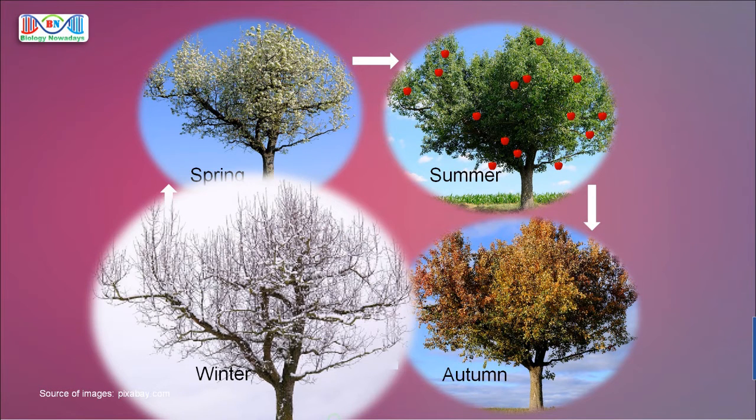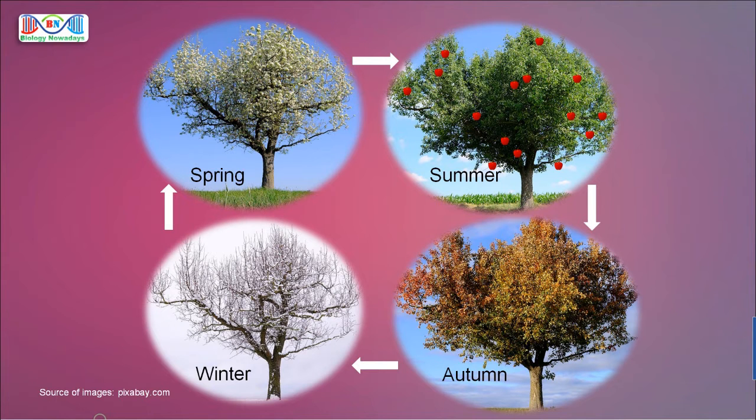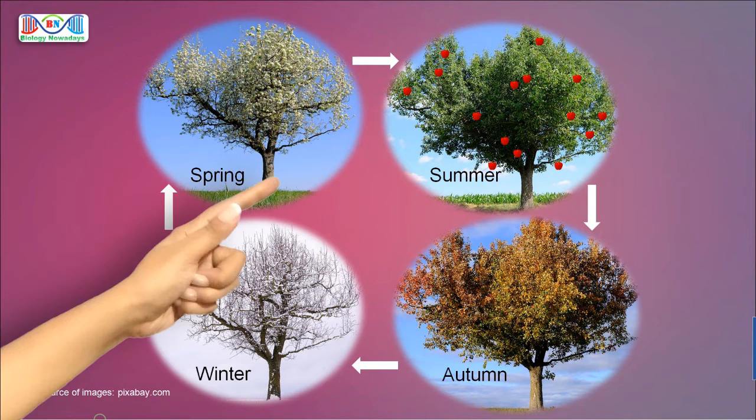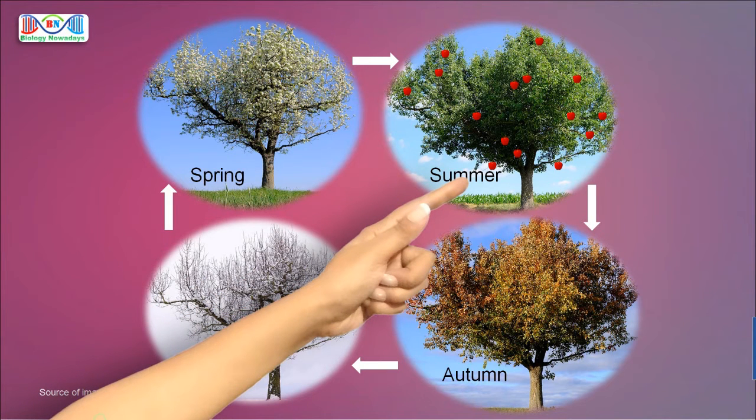It is because this winter chilling ensures that these plants will not flower until the start of spring. Suppose if these plants flowered just before winter, that is, in autumn, then the following winter cold will not allow these flowers to form fruits. But after the winter chilling, when these trees flower in spring, flowers will get enough time to form fruits and seeds in the following summer season.